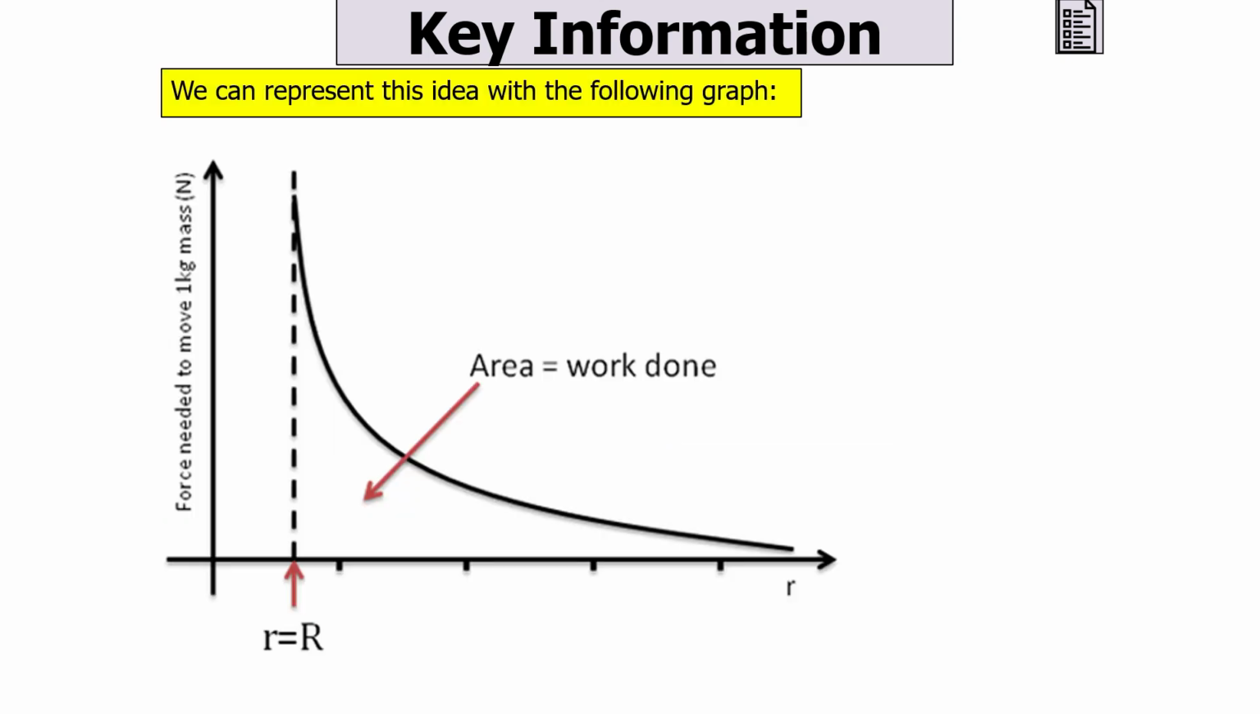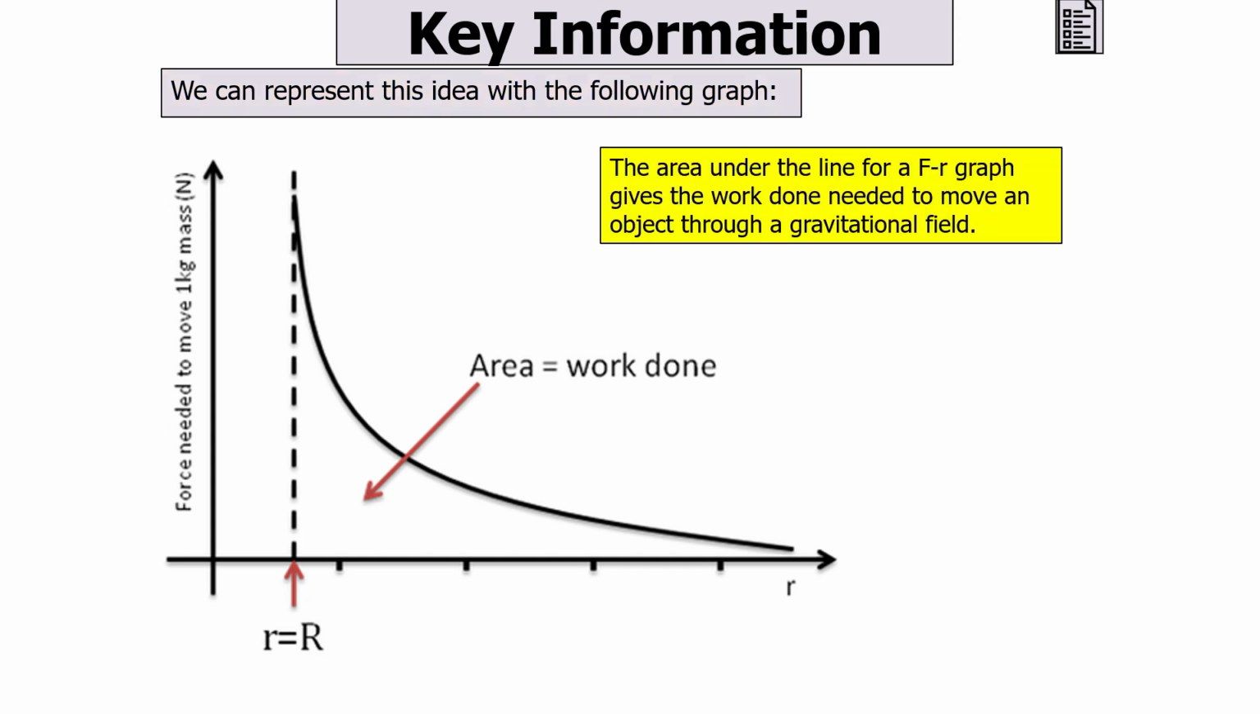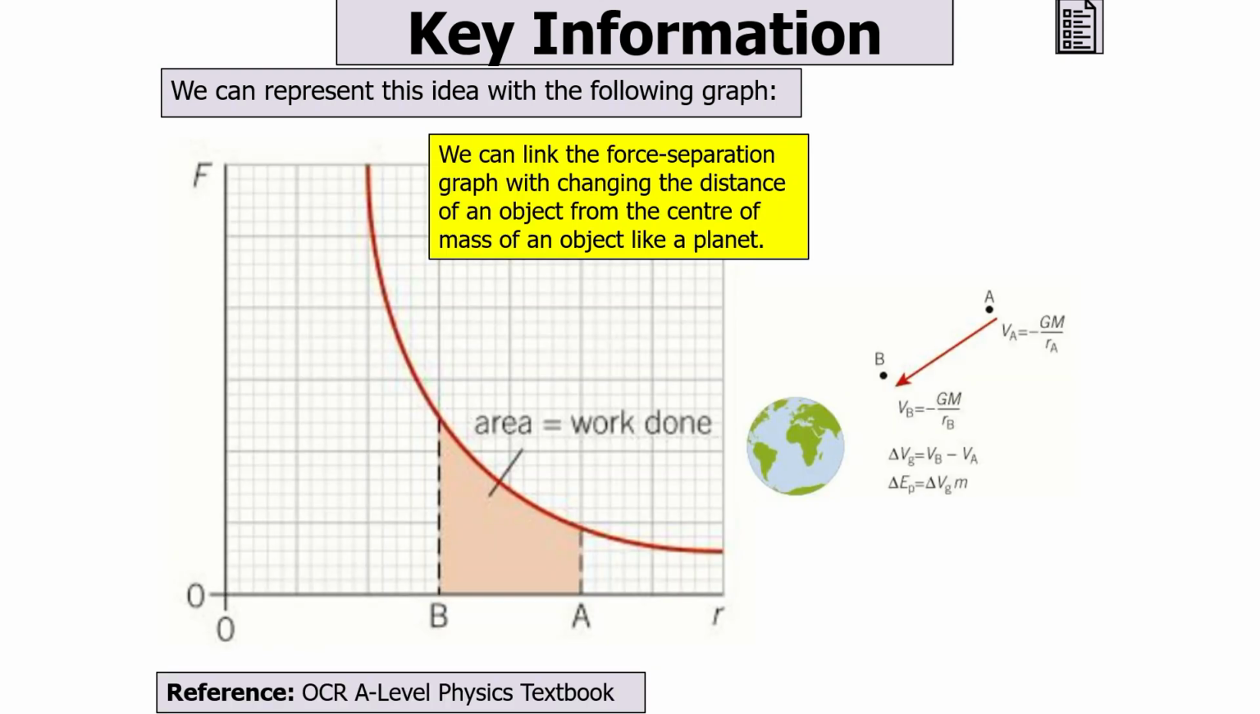Now we can represent the idea of gravitational potential difference with the following graph. The area under the line for this force against separation graph gives the work done needed to move an object through a gravitational field. So we can link the force separation graph with the changing distance of an object from the centre of mass of an object like a planet.